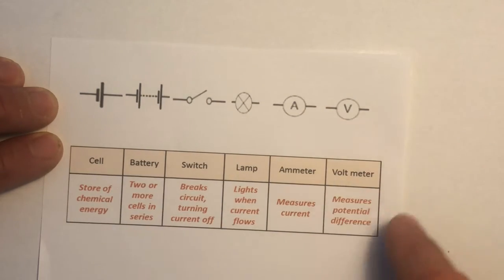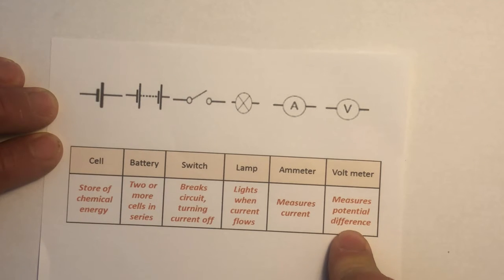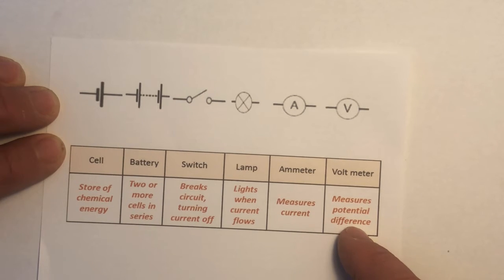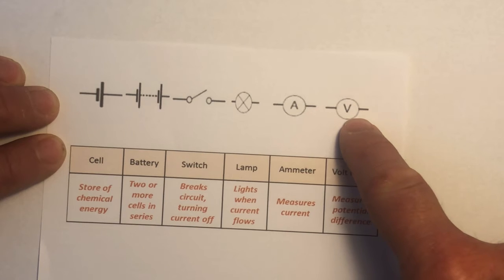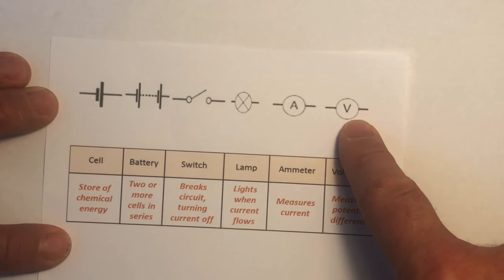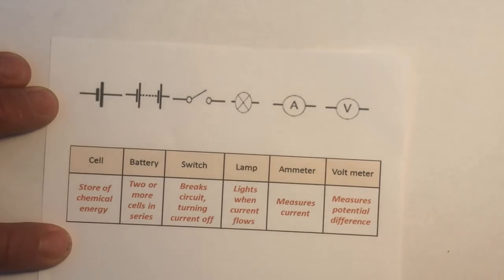A voltmeter measures the potential difference. This is a big confusing thing: voltage and potential difference are the same thing. So if ever you see voltage, it means potential difference. If you ever see potential difference, it means voltage. A voltmeter has to be put in parallel, so therefore it isn't in the main circuit as it actually goes around.